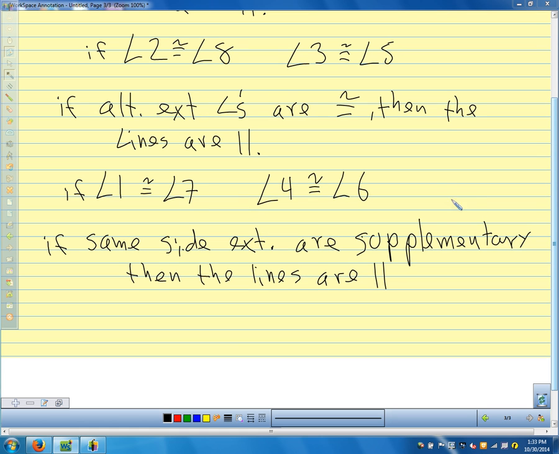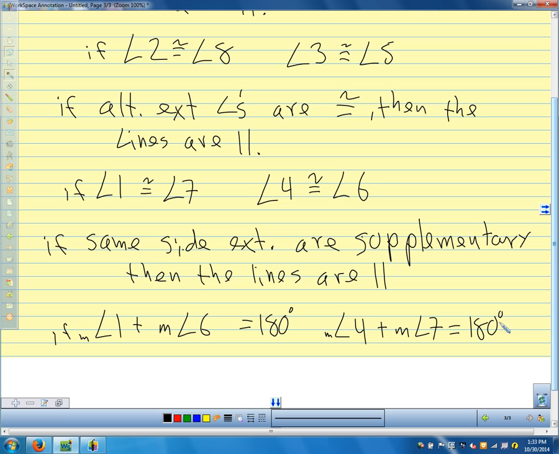And what are our pairs of same side exterior angles? Angle 1 plus measure of angle 6 needs to equal 180. And what's on the other side? 4 and 7. Measure of angle 4 plus the measure of angle 7 equals 180. That will guarantee us that those lines are parallel.